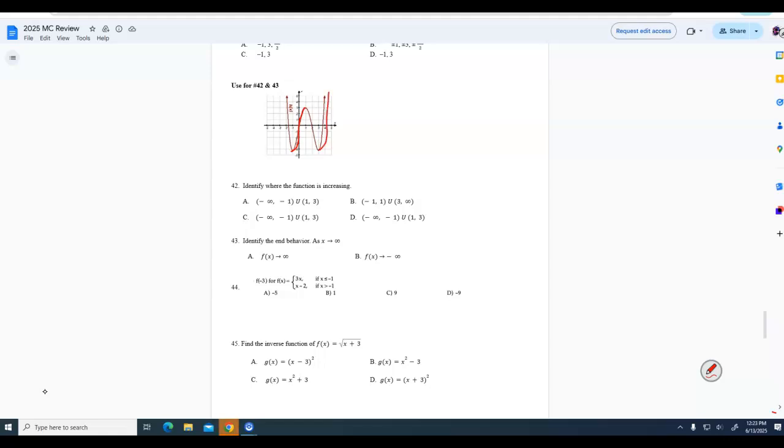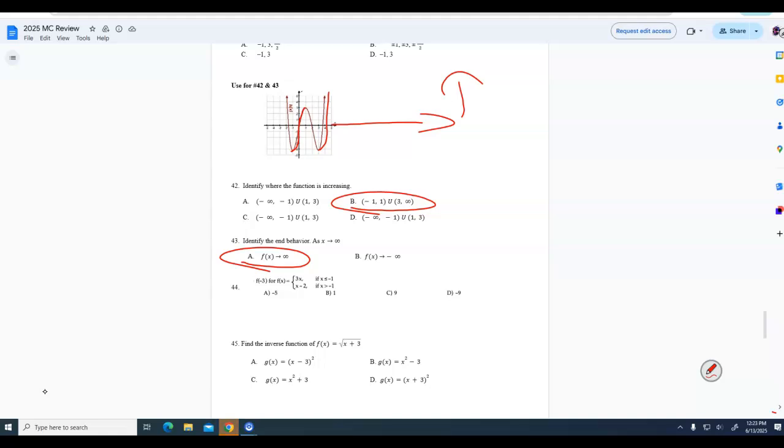Okay? So it increases from negative 1 to 1, and it increases from 3 to infinity. That's where the graph is going up as x goes to the right. And as x goes to infinity, as my x is going this way, my y is going up to infinity. So for number 43, the answer is that.